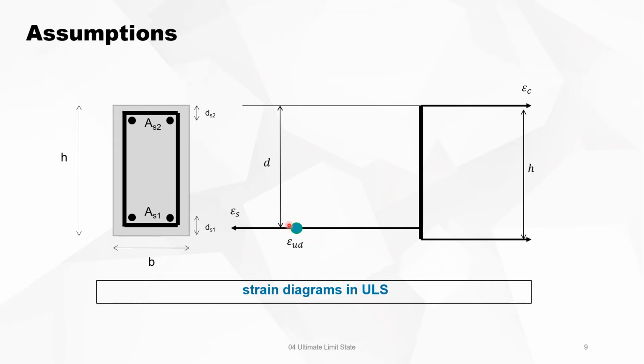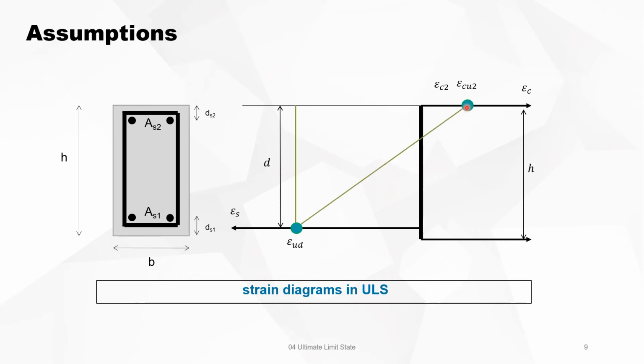Now we have three special points. The first one is epsilon UD, which we have taken as 10 per mil in this course. So epsilon UD is the design value of the ultimate limit strain of the reinforcement. We also have the design value of the ultimate limit strain in the concrete, which is 3.5 per mil for concrete grades smaller than C50.